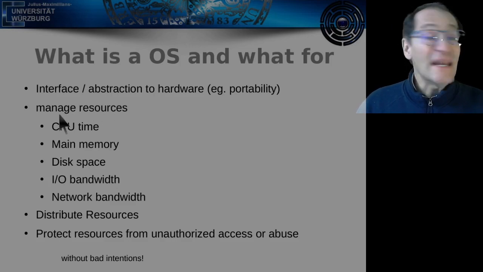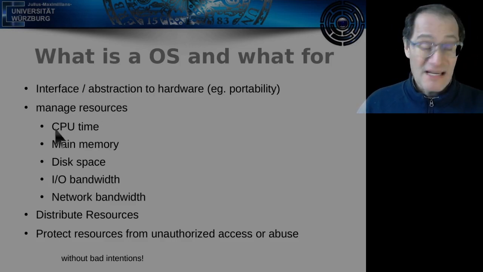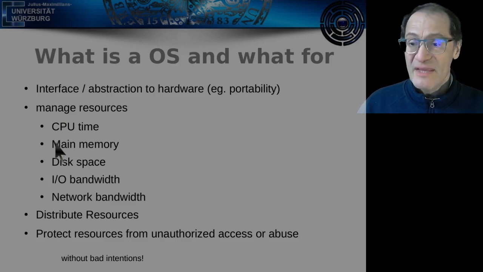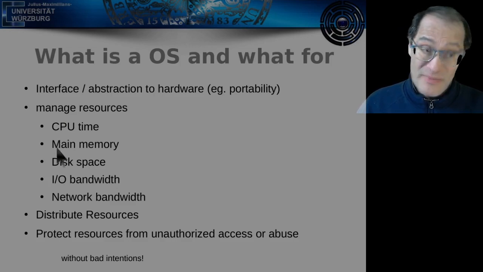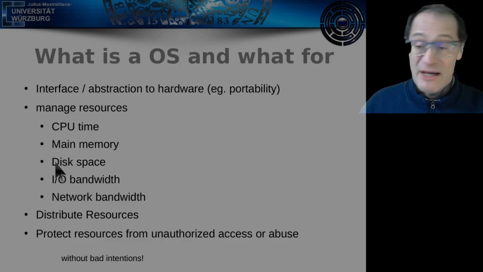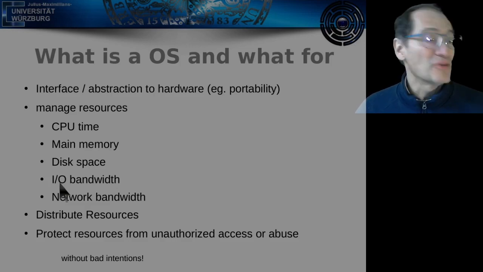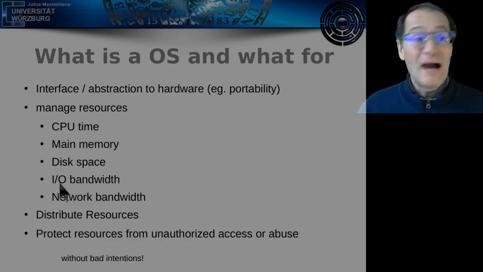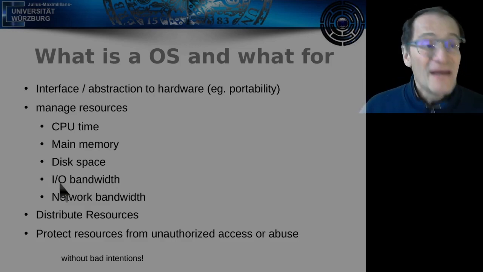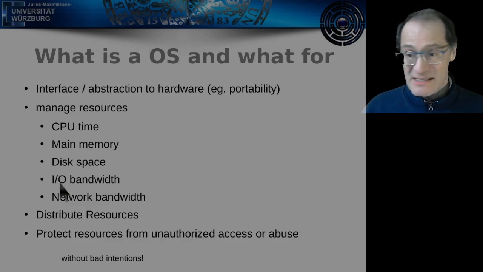Then we have to manage the local resources. For example, the CPU time, which task is going to be executed when, the main memory, how much memory every task will get, and disk space in case we have a disk, where we are storing data and where we can find the data we have stored before. We have to manage the input-output bandwidth, so we have a limited communication path, and then we have to distribute this communication bandwidth among different tasks.